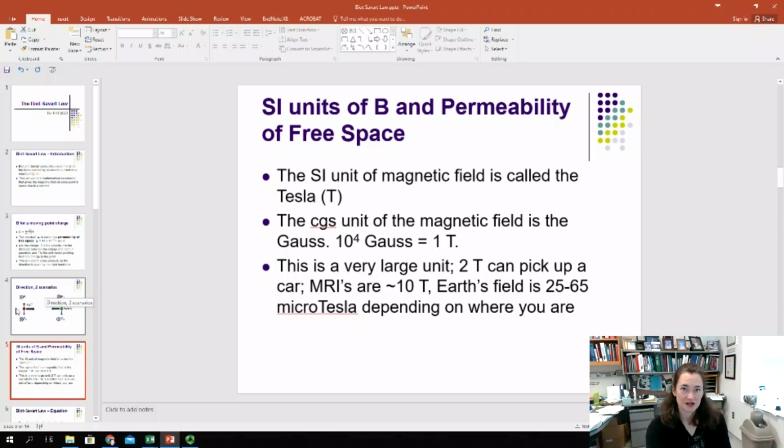MRIs that you might find in hospitals, those are about 10 Tesla. And the Earth's magnetic field is a tiny little number in comparison to all those things, 25 to 65 microtesla, for example, order of magnitude depending on where you are on the surface of the Earth. The CGS unit of the magnetic field is actually a slightly more reasonable unit, and this is the Gauss. So there's about 10 to the 4th Gauss in 1 Tesla.